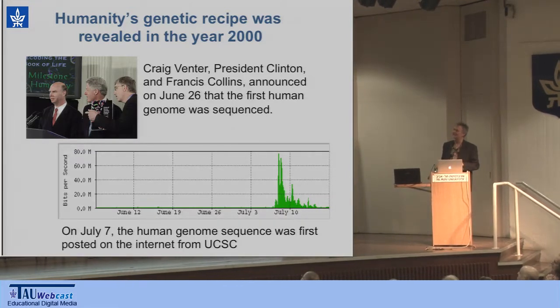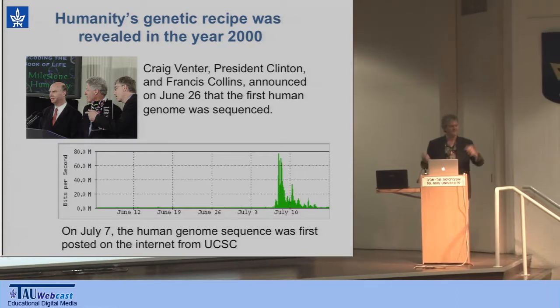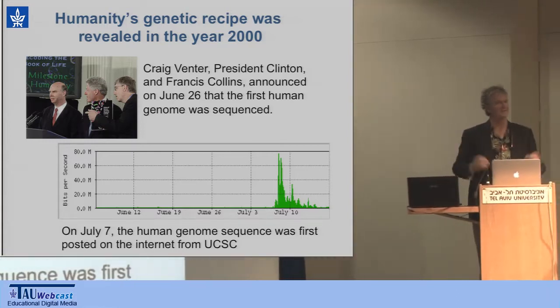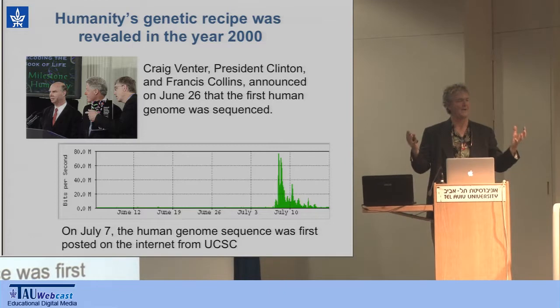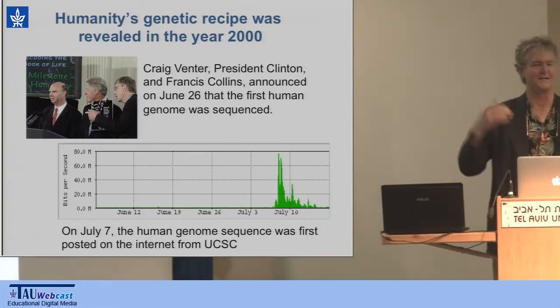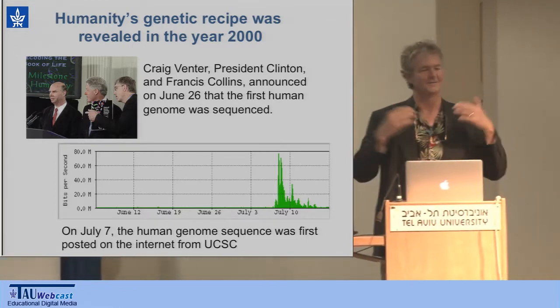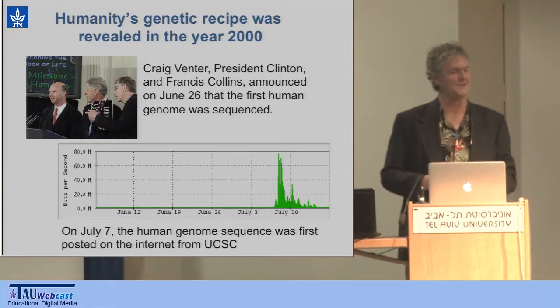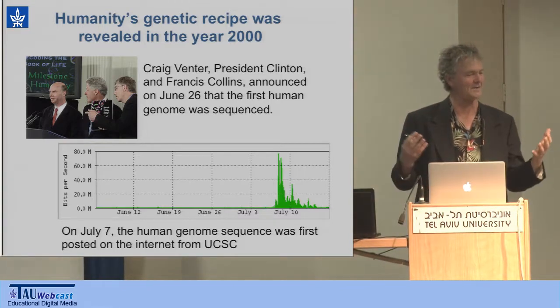On June 26th, the grand announcement was made. Humanity had sequenced for the first time our genetic heritage, a message in DNA that had been passed from parent to offspring throughout the history of life on this planet, and now was our heritage.